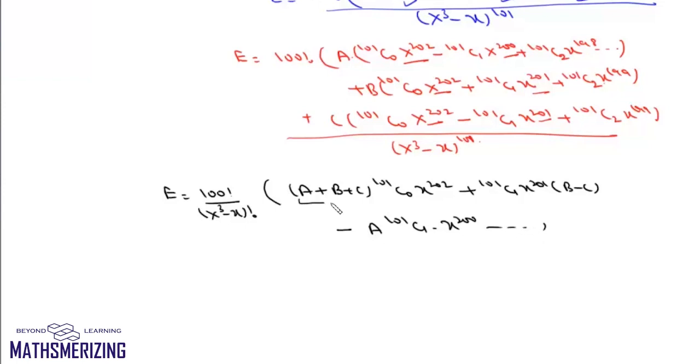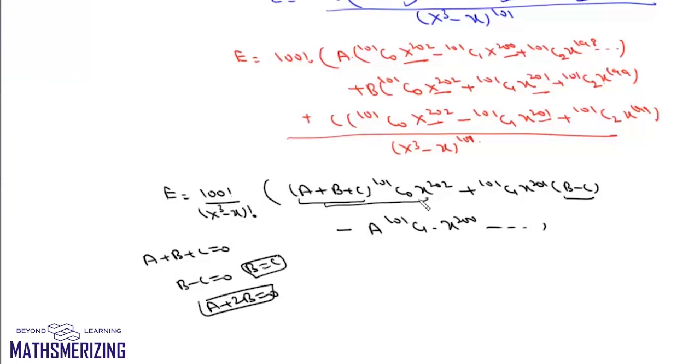Now if we choose a, b, c so that a plus b plus c is 0 and b minus c is 0, that is when the value of b is equal to c and then a plus 2b equals 0, then in that case this term will be 0, this term will be 0, and here a cannot be 0. In that case, the minimum degree of f(x) will be 200. So for the second case, the degree of f(x) will be 200.